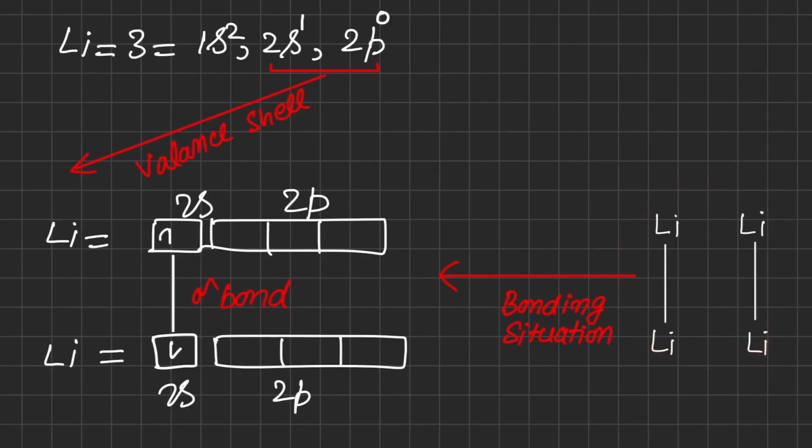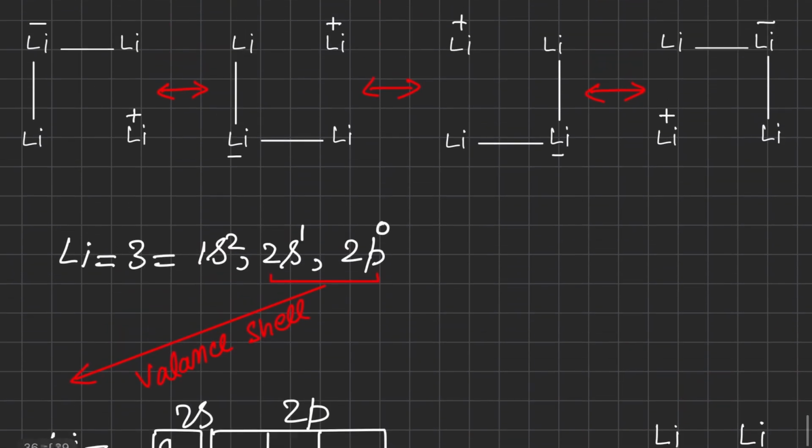Now this bonding situation can be explained here. This is the atomic number of lithium, and this is its complete configuration, which is 1s2 2s1 and 2p0. This is the valence shell, and we write this valence shell in the form of valence bond theory. So here is 2s1, whereas 2p is empty. So 2s1 of one lithium atom will overlap with 2s1 of the other lithium atom. In this way, this bonding situation has been explained.